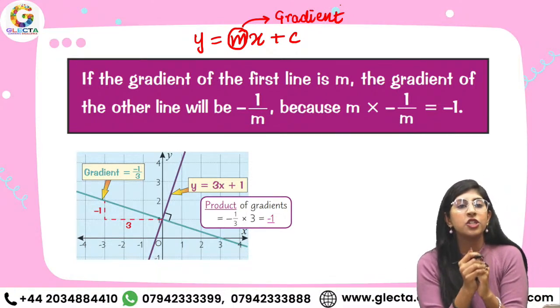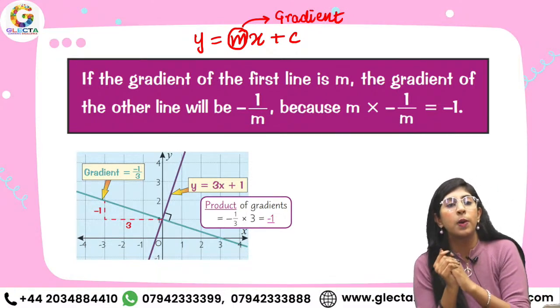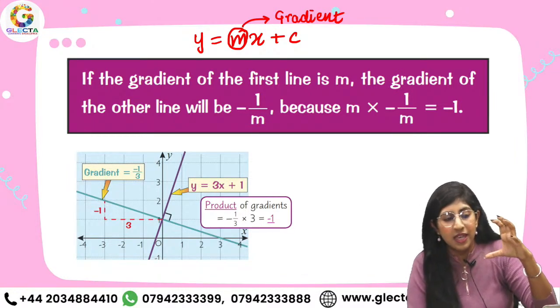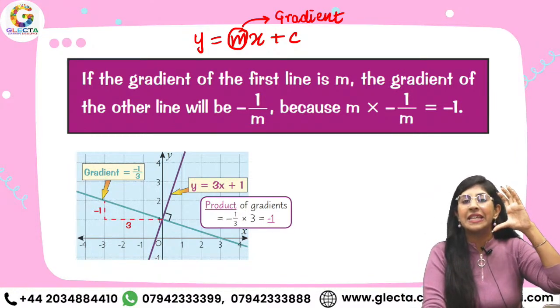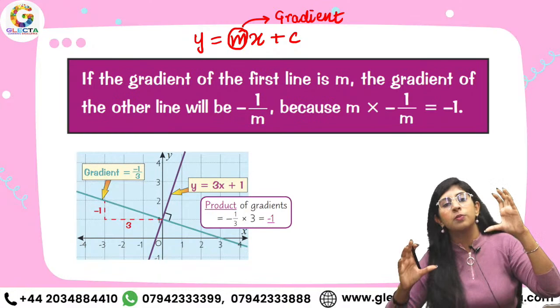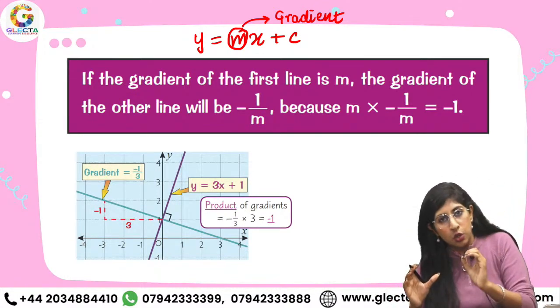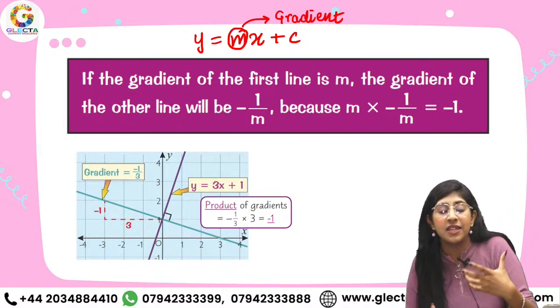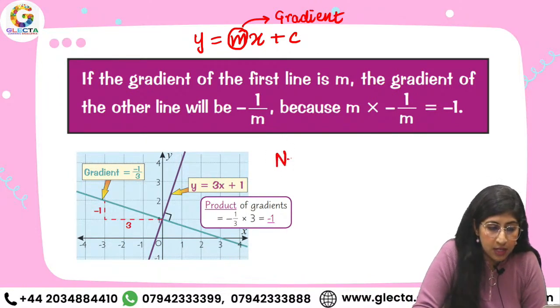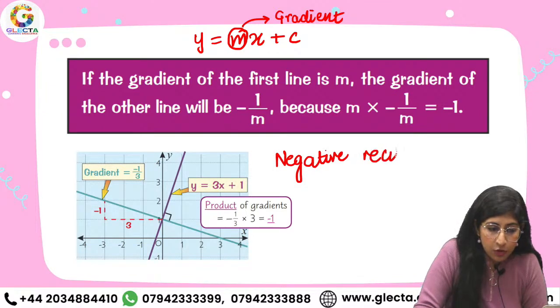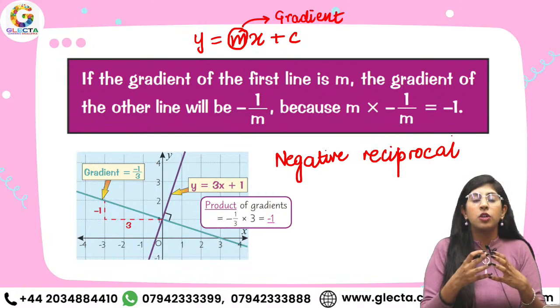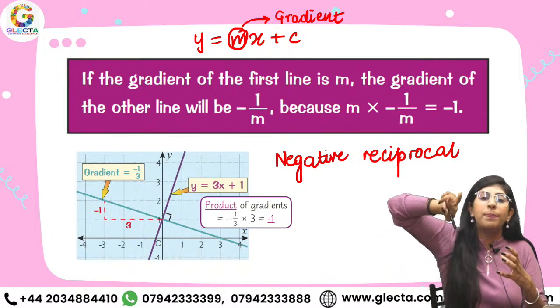Now what is the relationship between gradients of two perpendicular lines? If I'm saying that one line has gradient m, then the other line should be having gradient in such a way that it is the negative reciprocal. If you want, you guys can note it down. It's the negative reciprocal of the gradient of the first line.